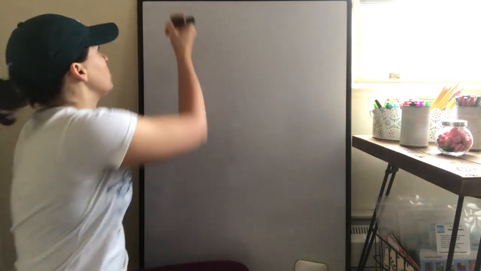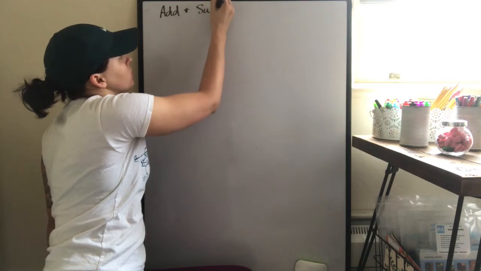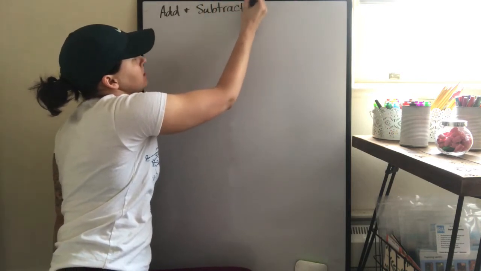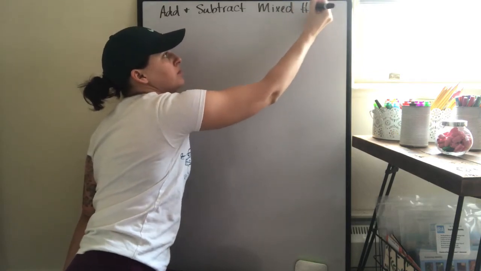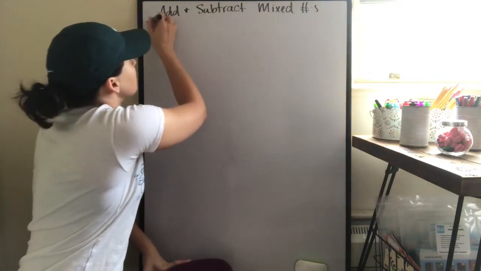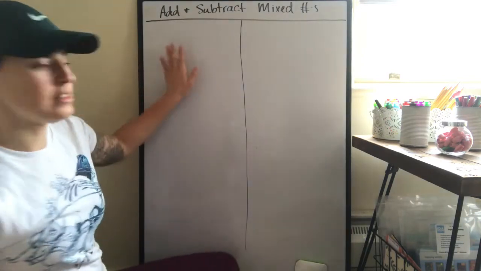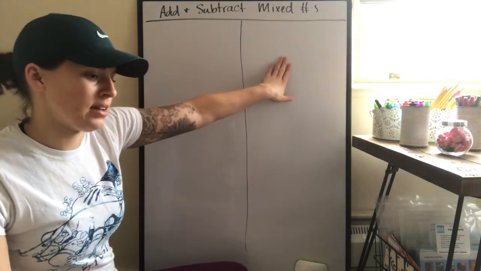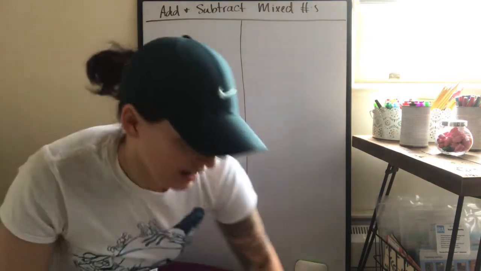And I suggest writing this with me. So I'm gonna do add and subtract mixed numbers. And I'm actually going to do two examples. The first example I'm going to do is adding, and then the second example I'm going to do is subtracting. So let's start with adding.